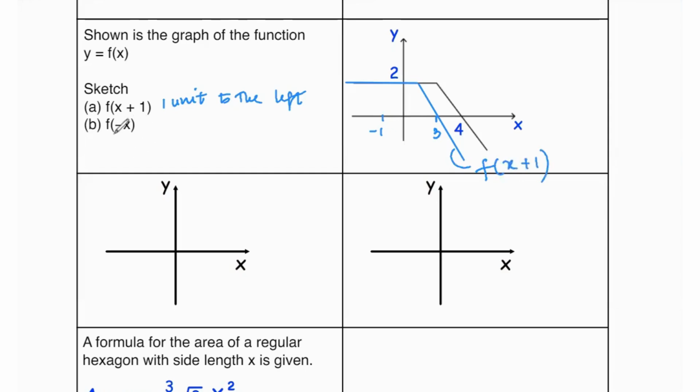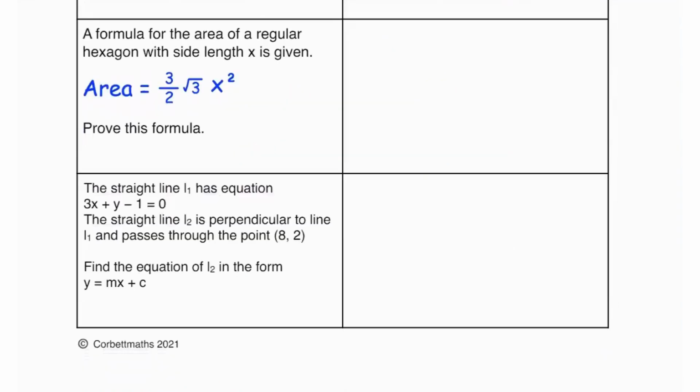Then f of negative x means that we're going to reflect this in the y-axis. So when you reflect this in the y-axis, this 4 comes at negative 4. This is f of negative x. The formula for the area of a regular hexagon with side length x is given as area equals 3 over 2 times root 3 times x squared. Prove this formula.